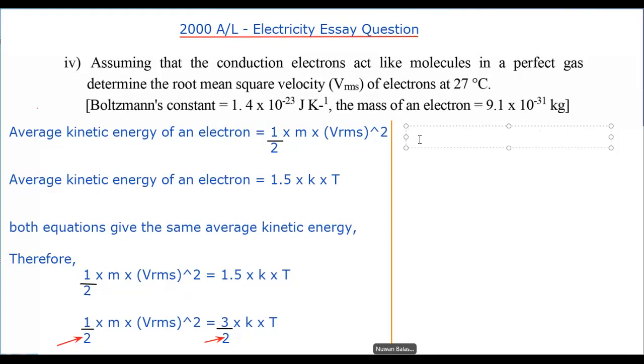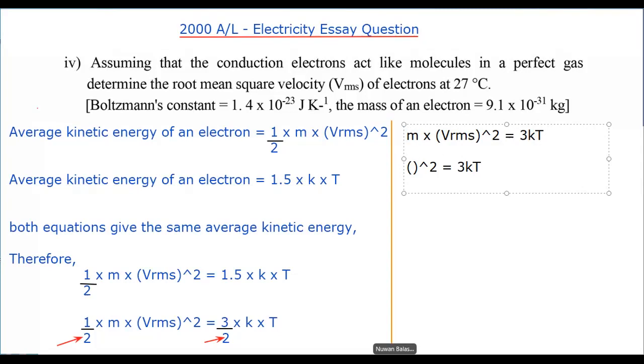1 into m is m, into square of VRMS equals the other side, we will have 3 kT. Am I right here? Inside the bracket, we may have VRMS square, 3 kT. Now I can take this term m to the other side. Then I can subject the square of VRMS. So square of VRMS equals 3 kT divided by m.